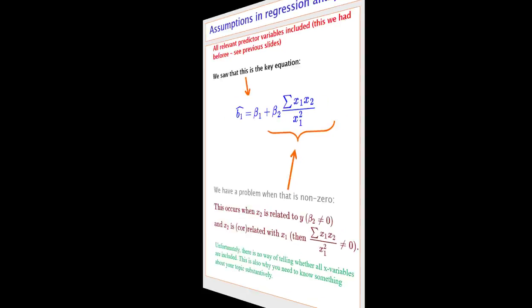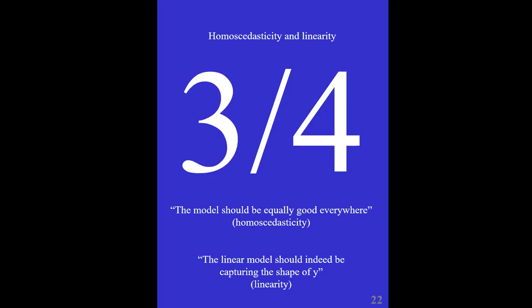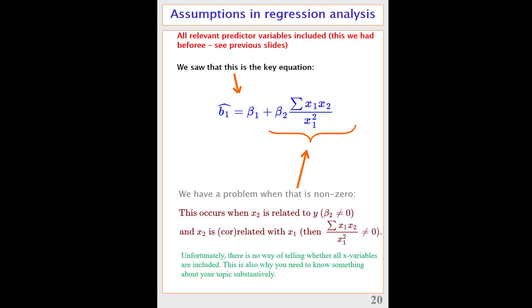If it's survey data, then in fact the two things that we need to have here are, first, that the model should be equally good everywhere, which is called homoscedasticity. If you don't have it, it's called heteroscedasticity. And you wouldn't believe what people write at the exam instead of this word. This is the right way to write it and to pronounce it: homoscedasticity. And the other thing is that the linear model should indeed be capturing the shape of y. We're assuming that y is the weighted sum of x's. Sorry, what's the second one again? Because I don't have the slide here. All relevant predictor variables included.